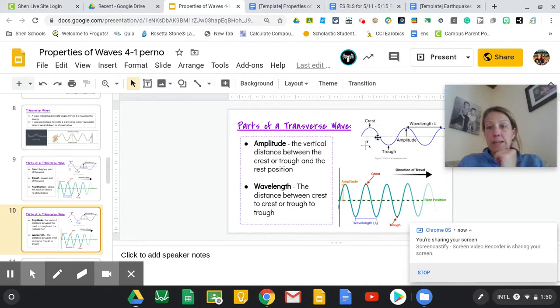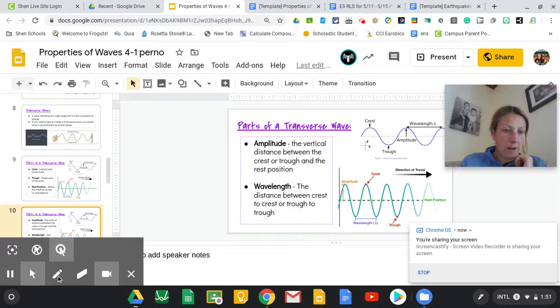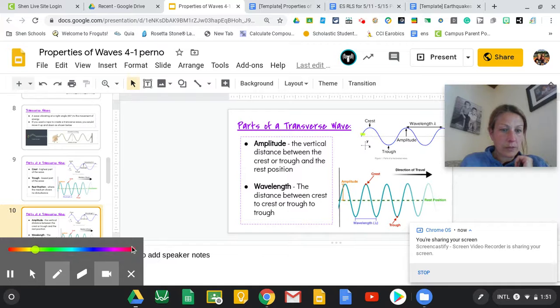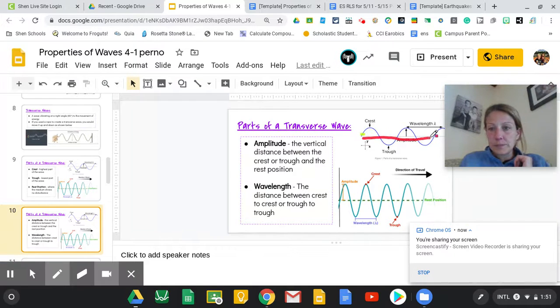There is a midline. The midline is what I am going to outline for you right here. This is the midline. I don't know why it's in yellow. Let's get a nice color here. Here is your midline. Okay, so if you go from the midline to the top or the midline to the bottom, that is known as your amplitude. That measures how high the wave goes.